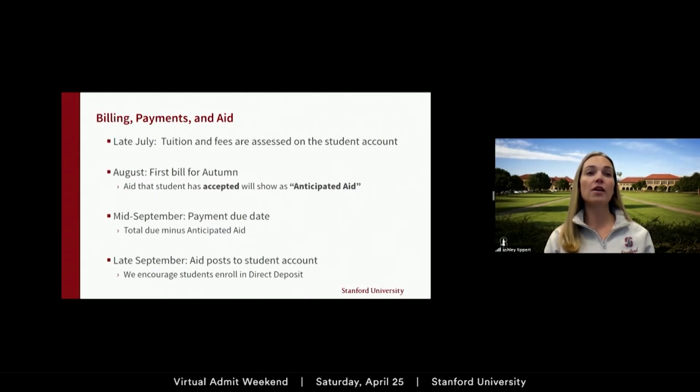Mid-September is when the August bill will be due. The total due minus the anticipated aid is what should be paid. Families can pay at any time between when the charges are posted and this due date. If the payment has been made before the August bill is sent, the bill will just summarize the charges and payments in detail for your record keeping.